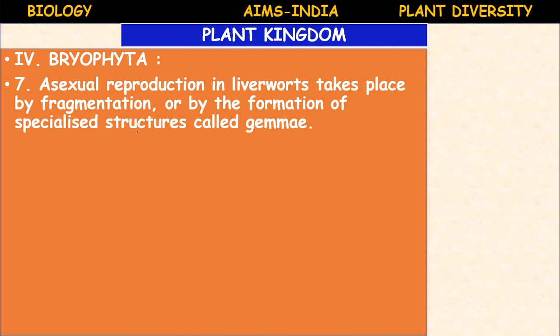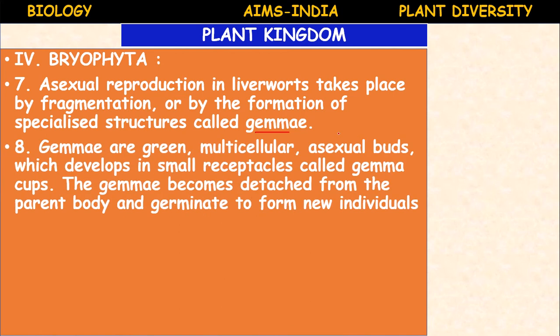Okay, about the reproduction. Asexual reproduction in liverworts takes place by fragmentation or by the formation of specialized structures called gemmae. What are gemmae? The gemmae are green multicellular asexual buds which develop in small receptacles called gemma cups. The gemmae become detached from the parent body and germinate to form new individuals.